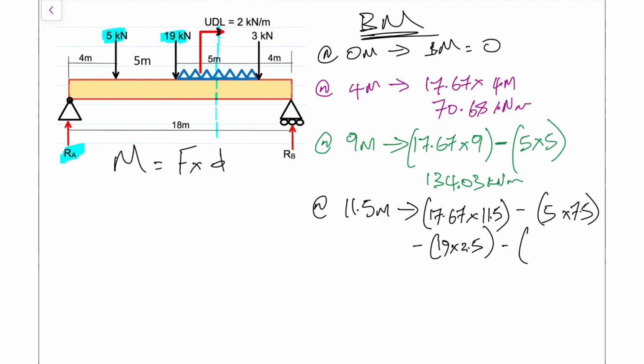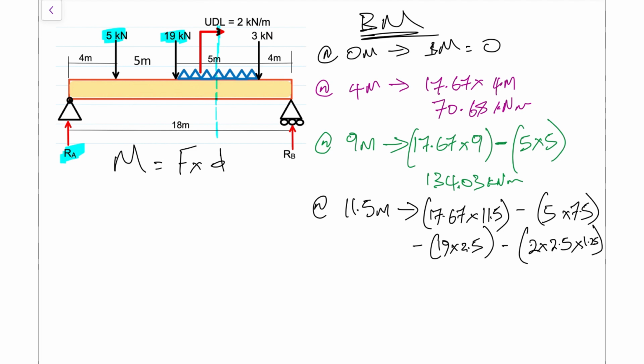So for the UDL, what we have is 2 kilonewtons per meter. So that's going to give us 2 multiplied by the span, which is 2.5. So that's representing the force of the UDL so far. But now we need to place the UDL in the middle of that 2.5, which is going to be placed at multiplied now by 1.25.